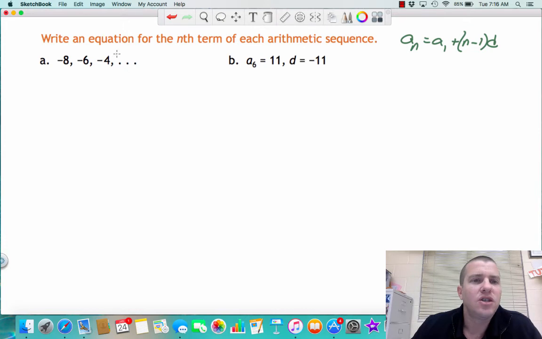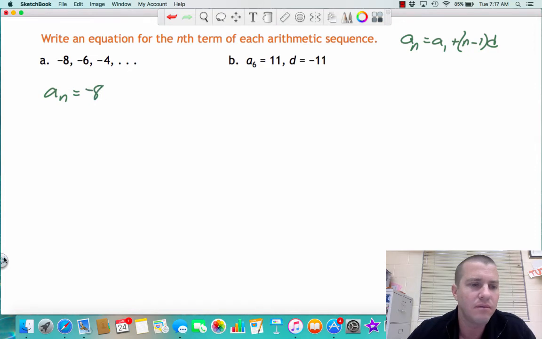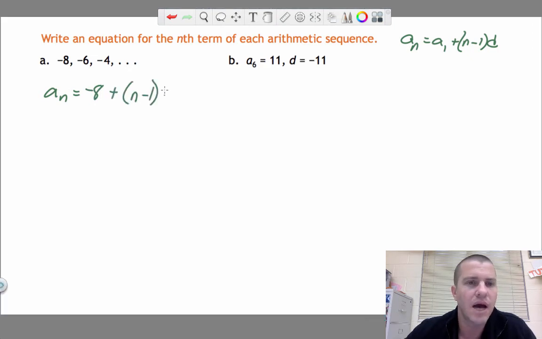Okay, so this one is asking to write an equation for the nth term of each arithmetic sequence. For an equation, you need to have everything simplified on the right side and just a sub n on the left side. So for this one, my a sub 1 is negative 8, so I'm going to do negative 8 plus n minus 1 times the common difference. Well, the common difference is positive 2. I don't know the n because I'm trying to write the equation. You're not putting something in for n either, because this equation will allow you to find any term number.